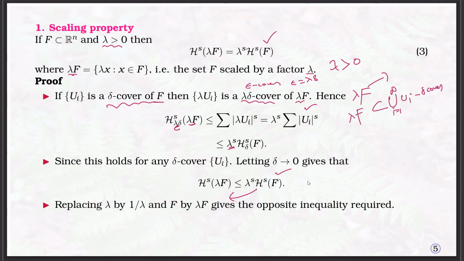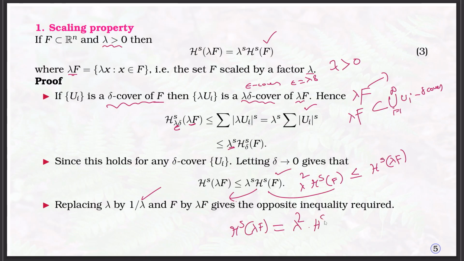Then by the same argument one can get Hs of F, which is less than or equal to Hs of lambda F, with lambda power s. Only thing, instead of lambda we need to take 1 by lambda. Then combining these two things, both the quantities are equal. So Hs of lambda times F equals lambda power s times Hs of F. One can arrive at this equality.